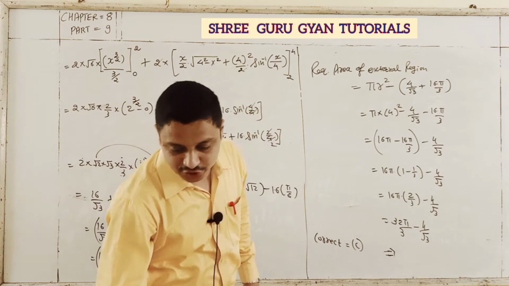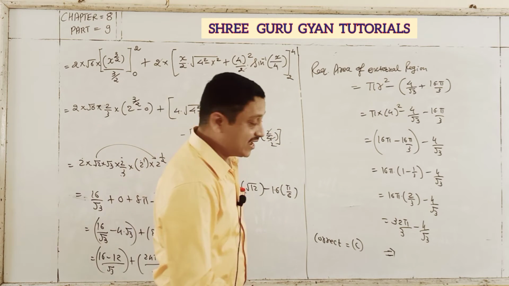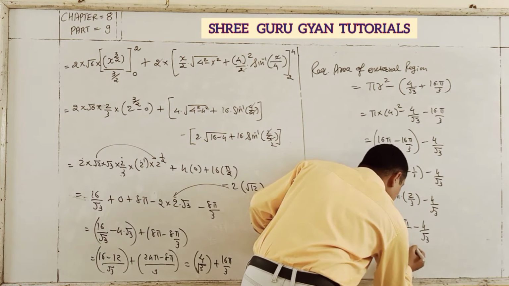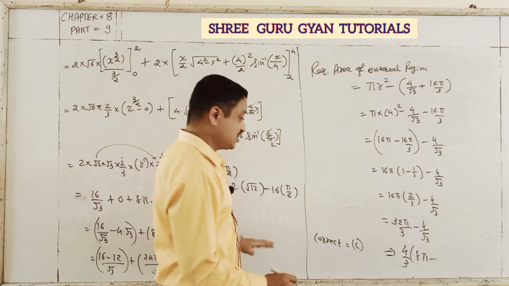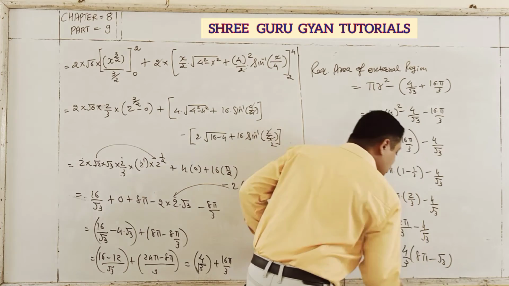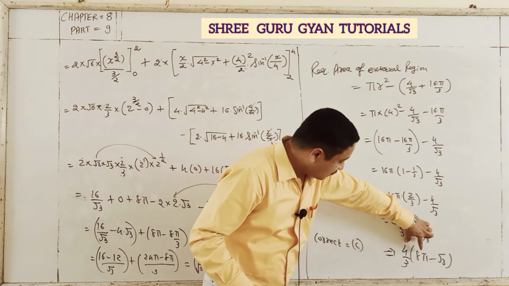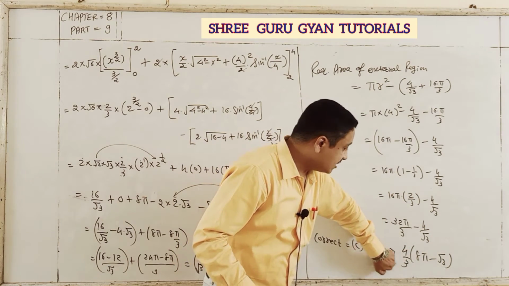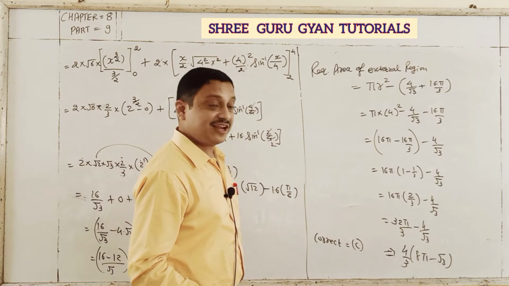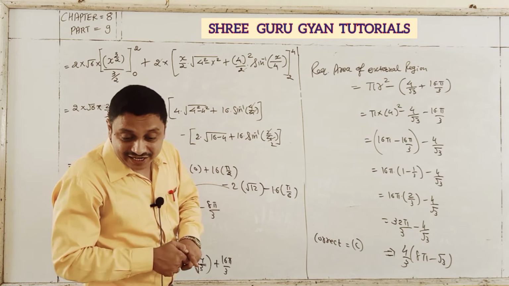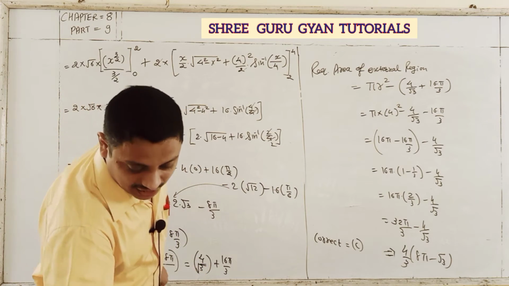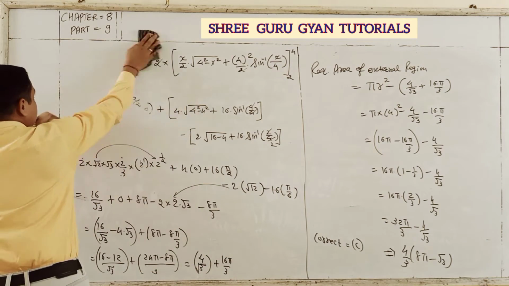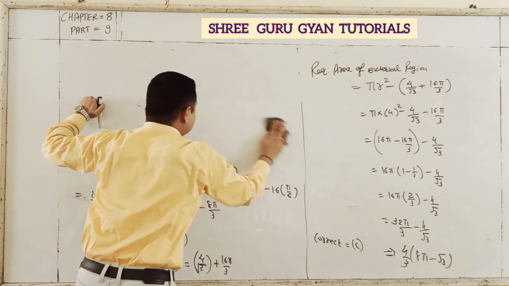Check your options, the C option, which is 4 by 3, 8 pi minus root 3. Check whether your option is true or not. Just multiply: 8 times 4 is 32 by 3, and multiplying 4 root 3 by 3, it is 4 by root 3. That is the correct option, the C answer. So this is the external region. Now continue with question 19. Also a very good and simple sum.